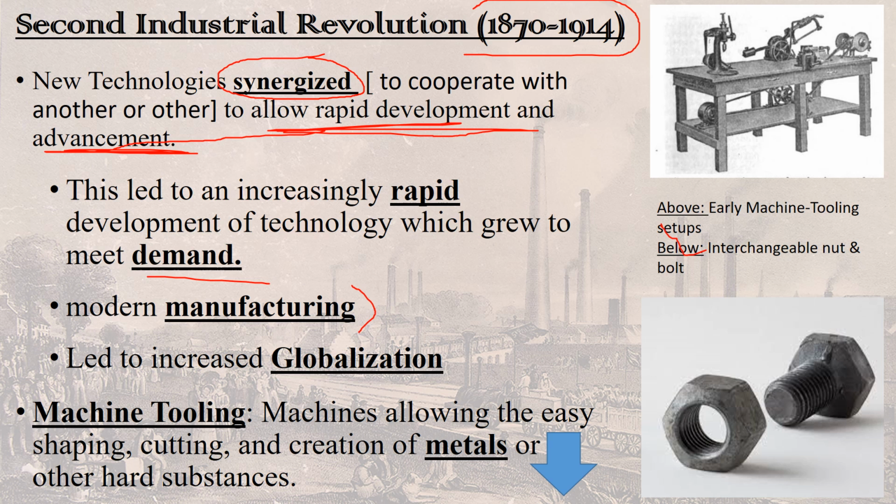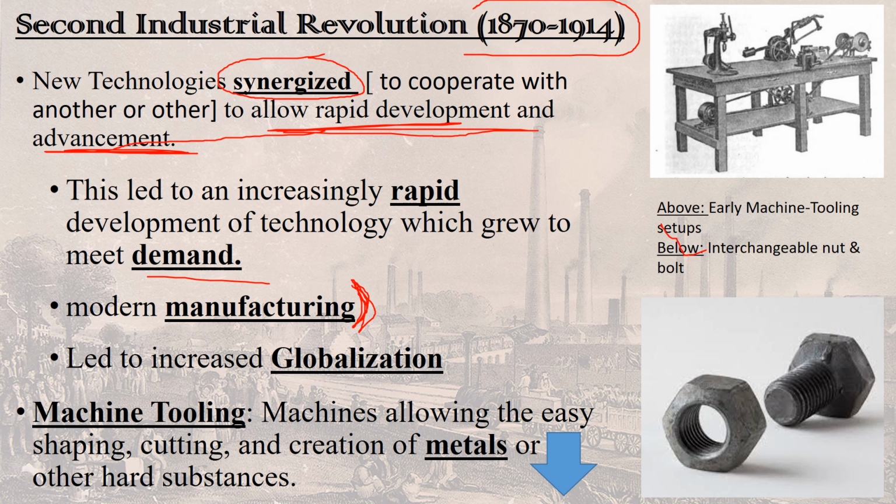This is the birth of true modern manufacturing. While we have factories, our factories don't look too much like the factories of the early Industrial Revolution. When we think of a factory, it's really being born out of the second Industrial Revolution. It also leads to increasing globalization, which is the spread of ideas, spread of culture and technology and trade goods across the globe.